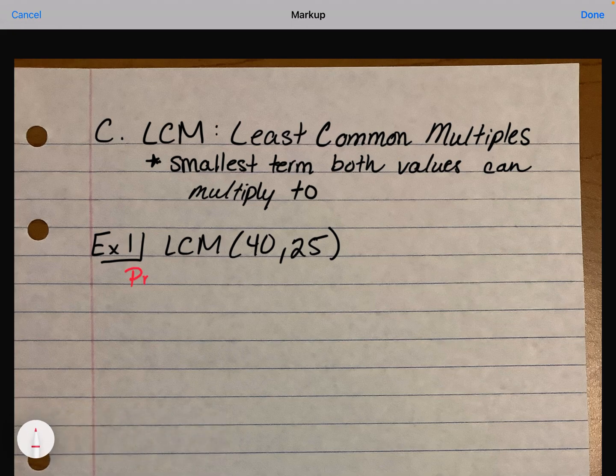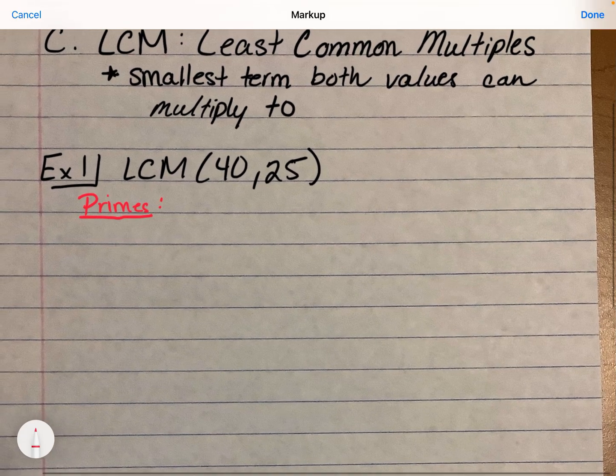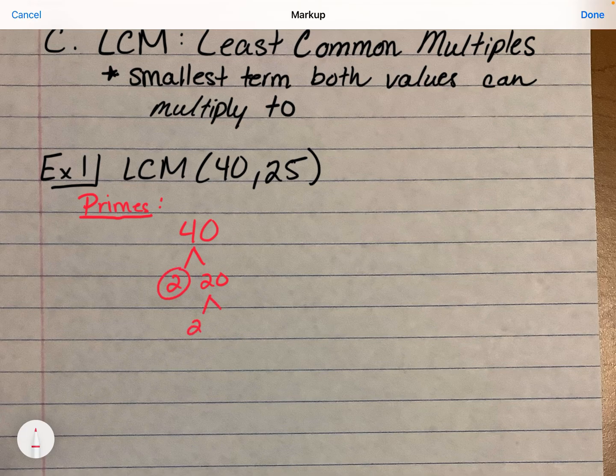We're going to do this with our primes. So 40, we're going to break that down, 2 and 20, 2 and 10, 5 and 2. Of course, this is not the only way you can break down 40, but it's just one method that you could use. No matter what way you break it down, using its primes, you'll always get to the same prime numbers. And then 25, there's only one way to break that guy down, and that's 5 times 5.